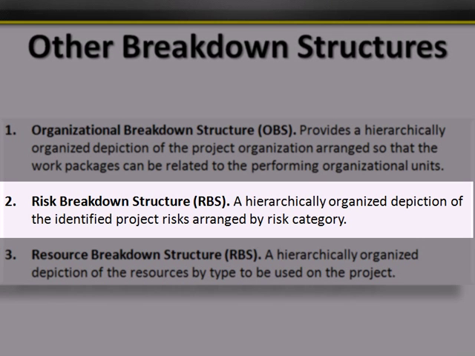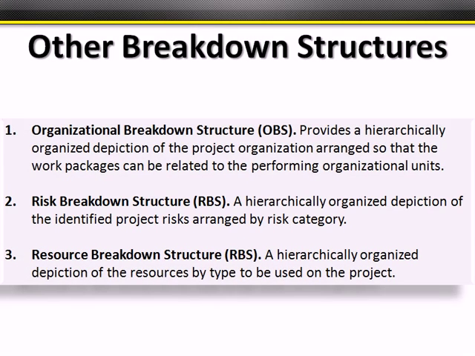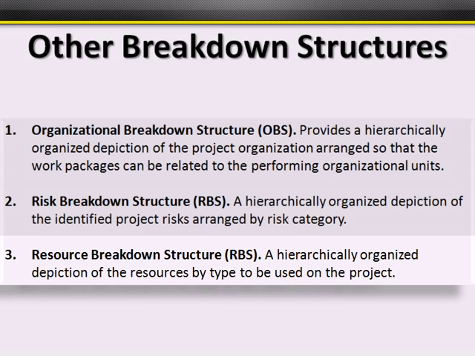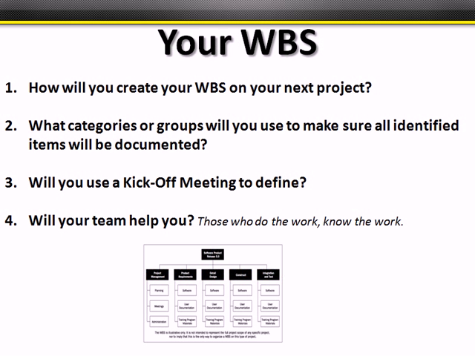You also have a risk breakdown structure, which is also hierarchical, and it's organized by risk categories that have been identified per work package. And then a resource breakdown structure, which is hierarchical as well. Basically, it's just a breakdown of the resources by group or type. Notice the acronym for both is RBS, but on the exam, you'll be able to tell because it's two different knowledge areas, risk and resources.